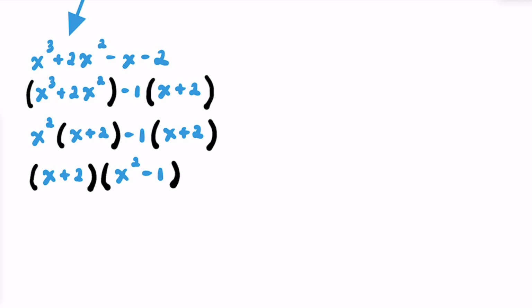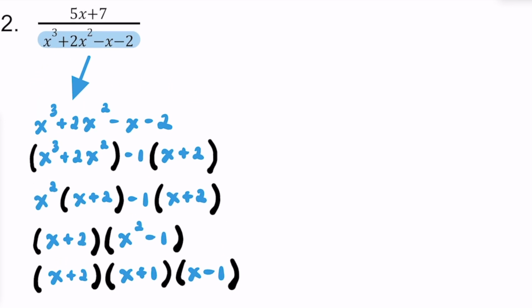So this is a linear factor, so that's done, but this is quadratic. And hopefully we can notice that that's going to be a difference of squares pattern. So let's leave this x plus 2 alone, right? And then let's go ahead and factor this x squared minus 1 into the quantity of x plus 1 multiplied by the quantity of x minus 1, just like this.